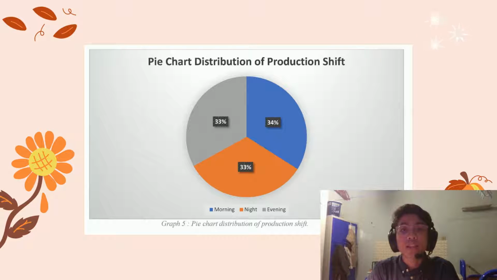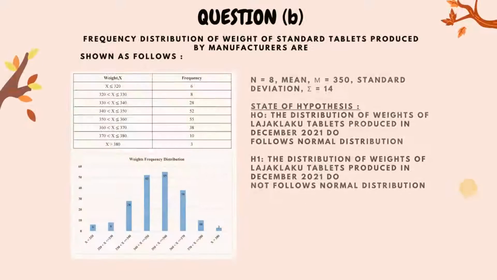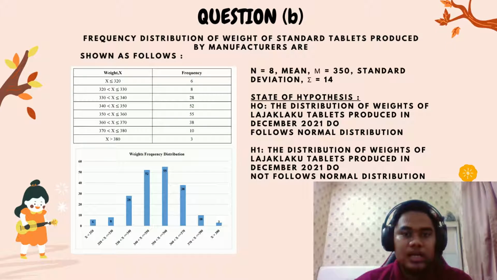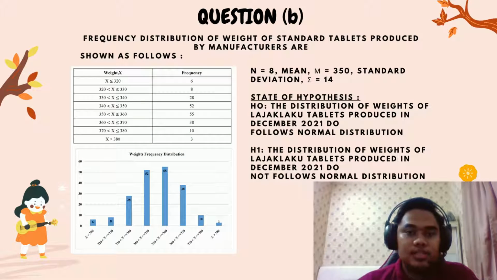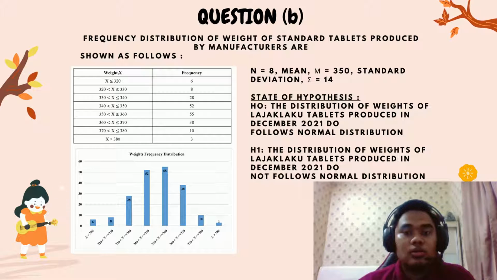Next, we will be presenting question B. In question B, we are required to comment on whether there is significant evidence that Lajak Laku tablets produced in December 2021 will follow normal distribution. First of all, we need to make a frequency table that will divide the weight according to their categories. The table and the chart of the weight frequency distribution we can see from this table.